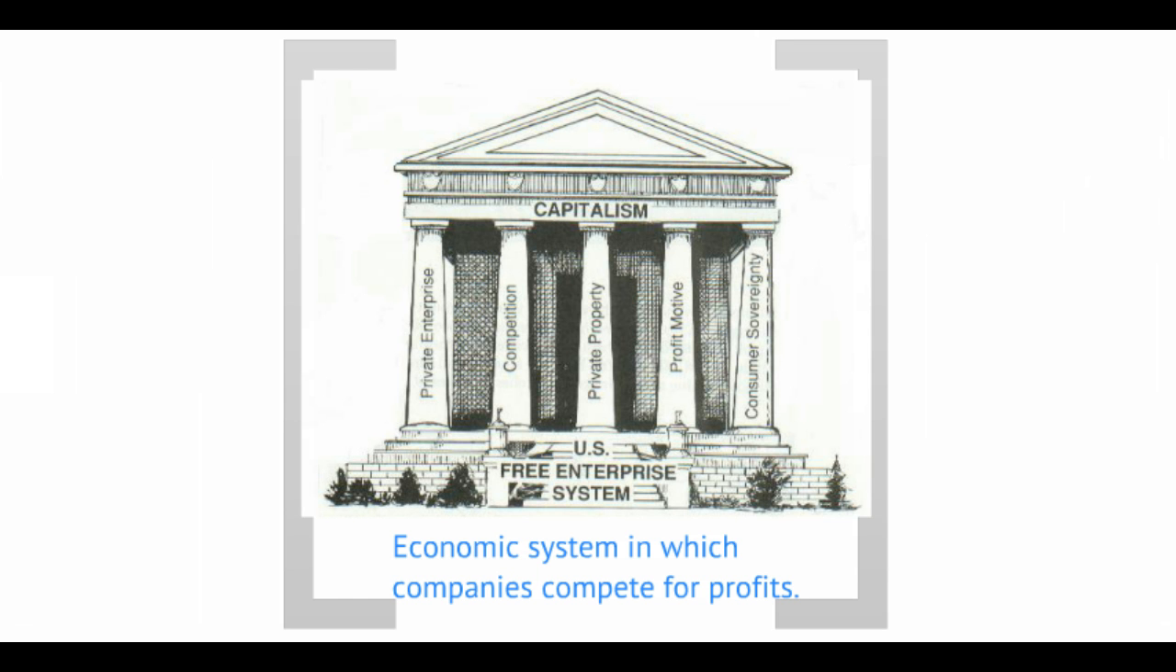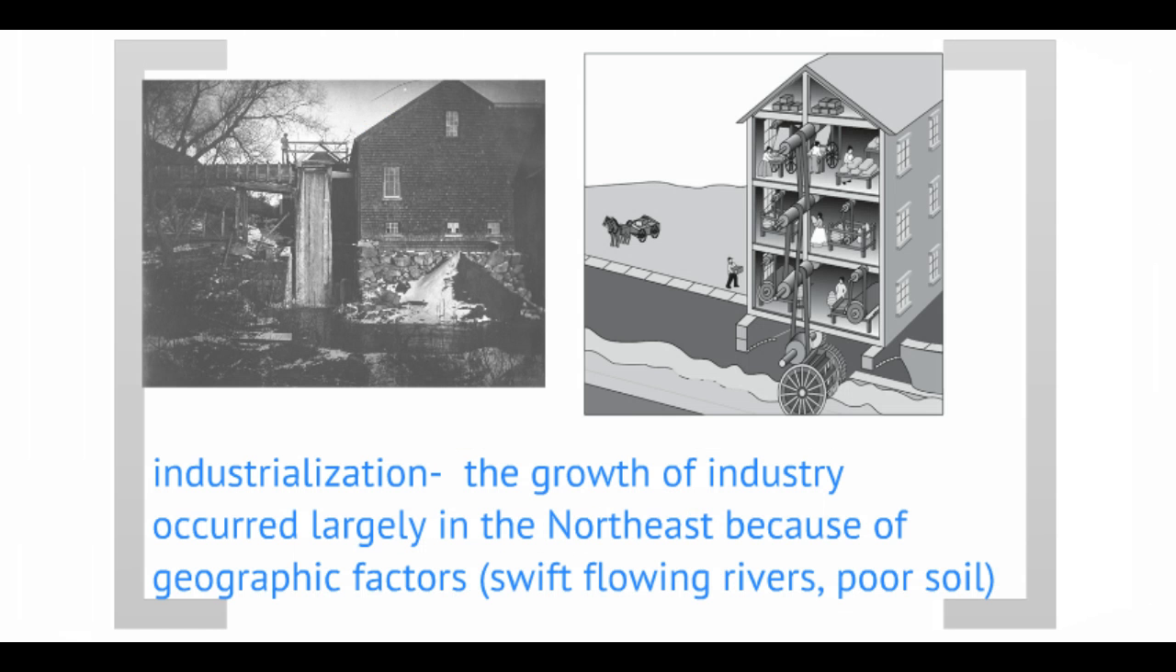Other key tenets in a capitalist system are private property, as you see in the middle column, right? The profit motive, this is why businesses are in business, to make money, and consumer sovereignty, meaning the consumer is king. We decide what will be produced because we purchase the things that we want and don't purchase the things that we don't want. The Industrial Revolution of the early 1800s is where we're going to take products that were made by hand and make them by machine.